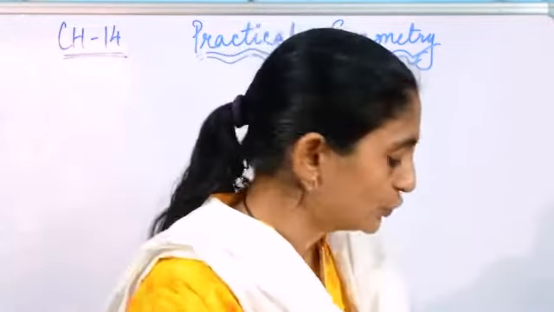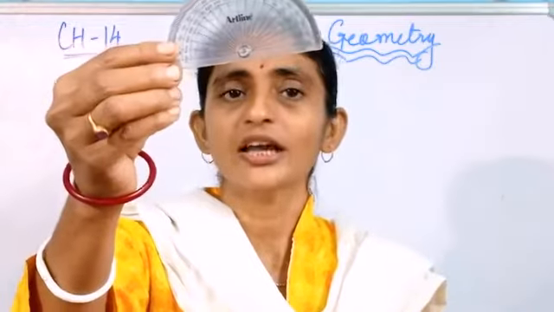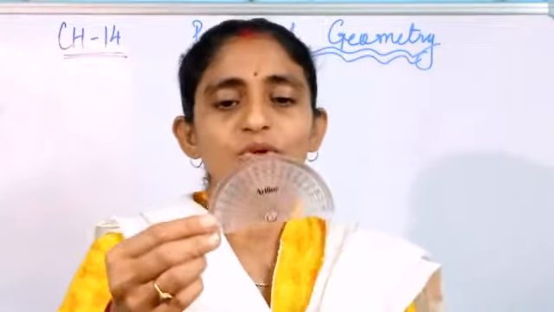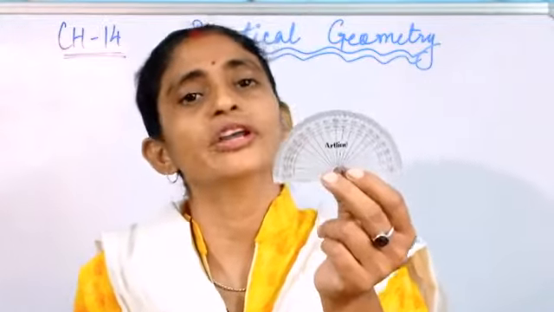Now what is the fourth instrument you have? Yes, this is looking like a half circle. What is it called? It is the protractor. What is the use of this one? We use this one for measuring the angles. So we will use this one to draw any angle of a certain measure that has been given.